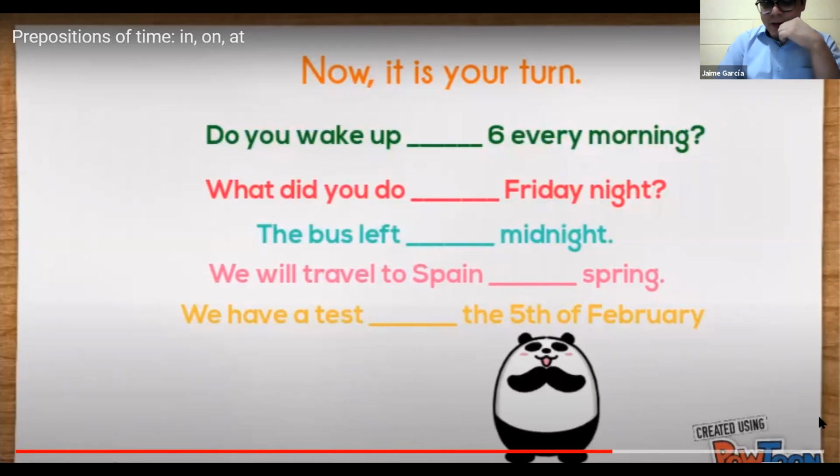Let's see, Rosie, we have a test on the 5th of February. Rosie, what is the answer here? In? Are you sure? It is a specific date. Ah, then on. On, exactly. On the 5th of February. Okay.